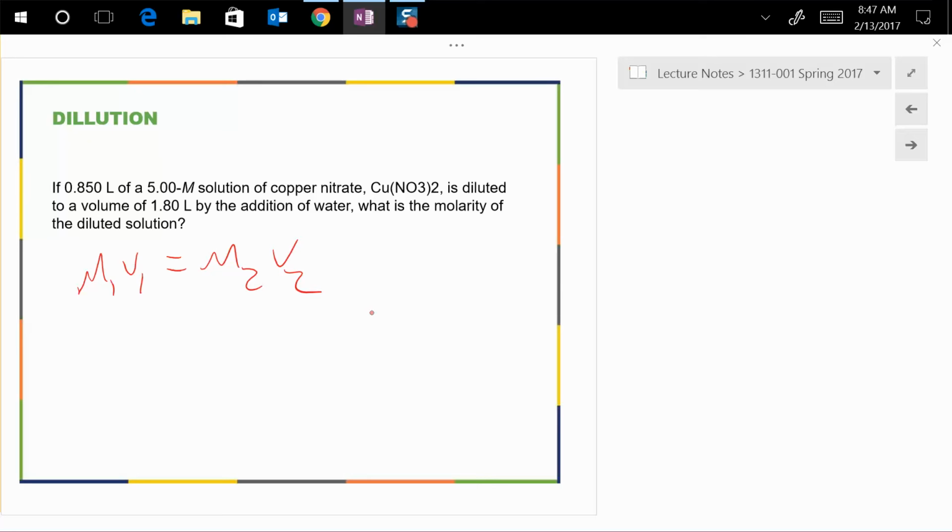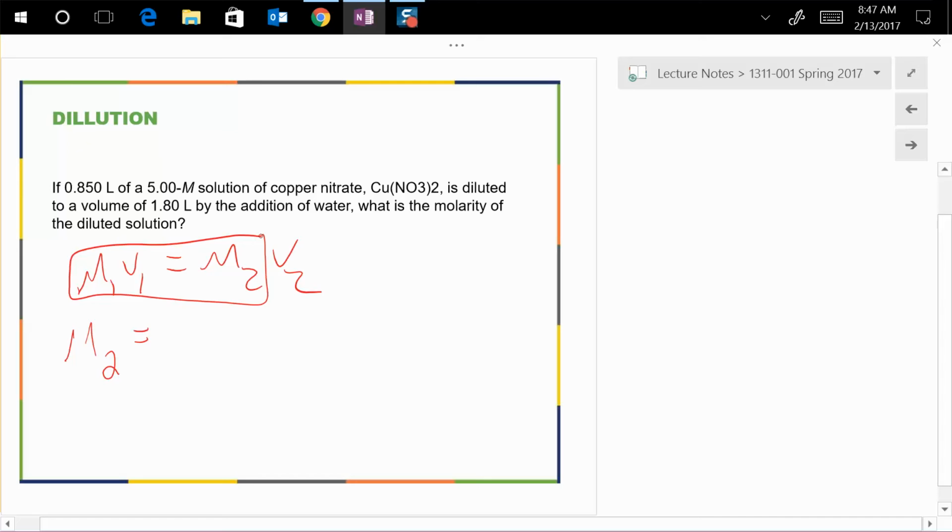Okay, so what am I solving for? M1, V1, M2, V2, what is it? M2, right? I want to know the new molarity of the new solution. So M2 equals M1 V1, and then I have to get V2 over here, and I can only do that by dividing it to that other side. So M2 equals M1 V1 over V2, right? So this is the equation you should be using.